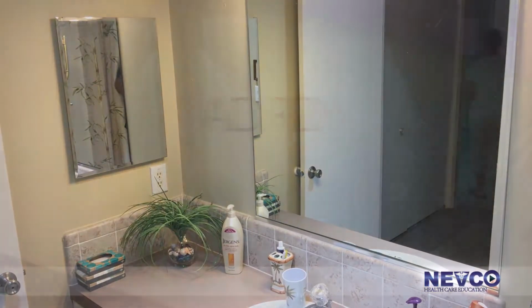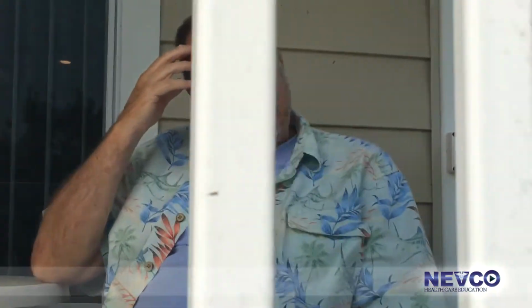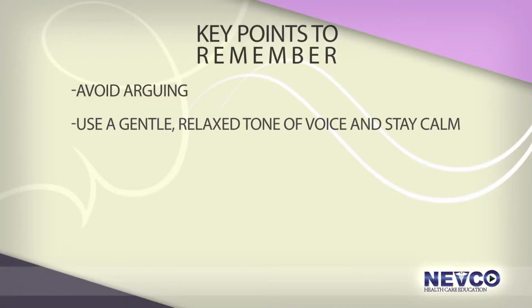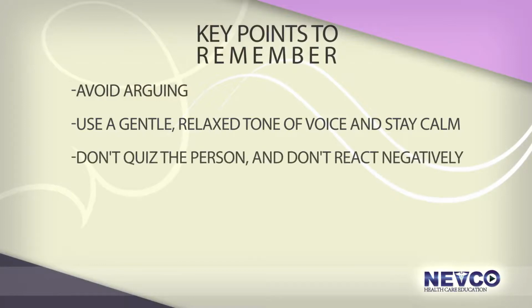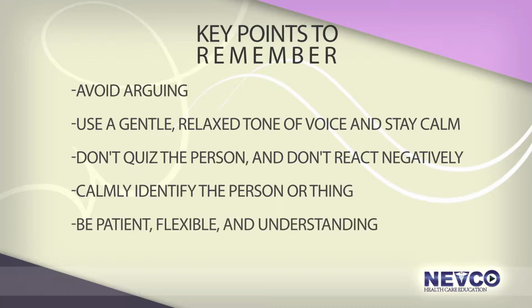Here are some key points to remember. Avoid arguing. This creates anxiety and limits recall ability. Use a gentle, relaxed tone of voice and stay calm. Don't quiz the person and don't react negatively if your loved one doesn't recognize something or someone. Calmly identify the person or thing. Be patient, flexible, and understanding. Avoid rushing. This decreases the ability to process information.